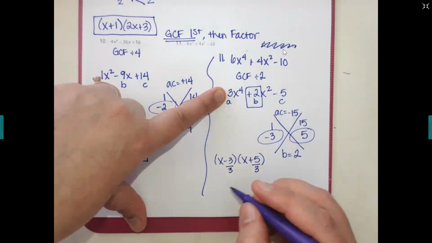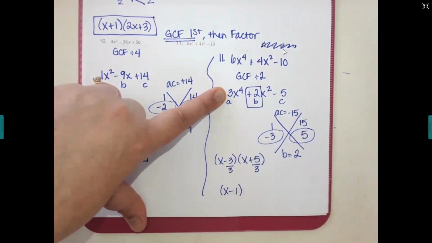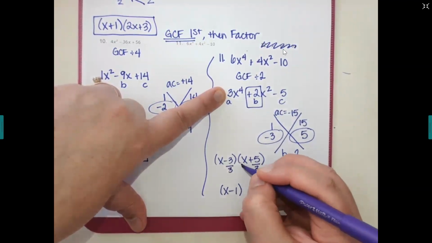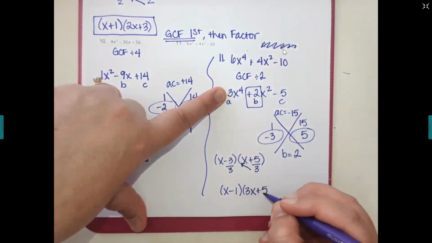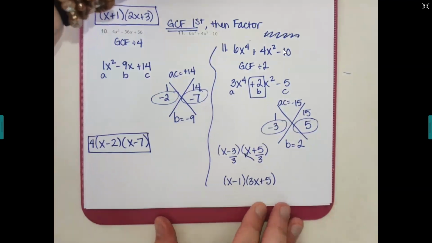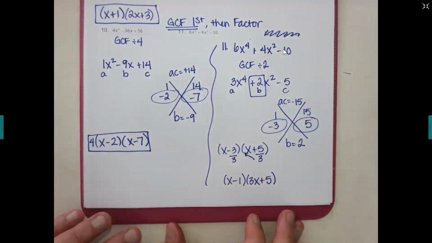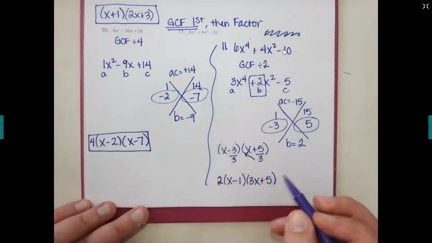3 divided by 3 for the first parentheses is a 1 now, but 5 can't divide, so I'm gonna push that 3 up to the front. Now it's a 3x plus 5. Is that my final answer? Okay, almost, but I still have to put what in the way front? Okay, we divided by 2, then that needs to stay right here.